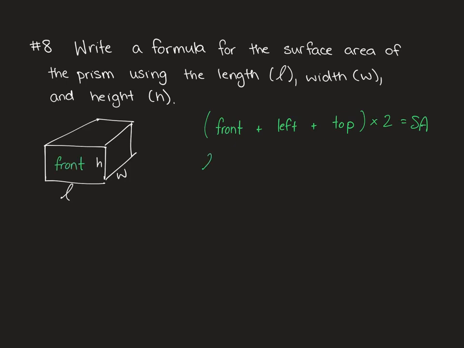So we could do length times height, could be the front, plus, maybe instead of left, we'll do the right, because we can actually see that side. What numbers would I multiply to get the right? So we'd multiply height times width, and then to get the top, we would need to multiply length times width, and I can do their little handwriting L, and then we'd need to multiply all of this by 2 to get the surface area.